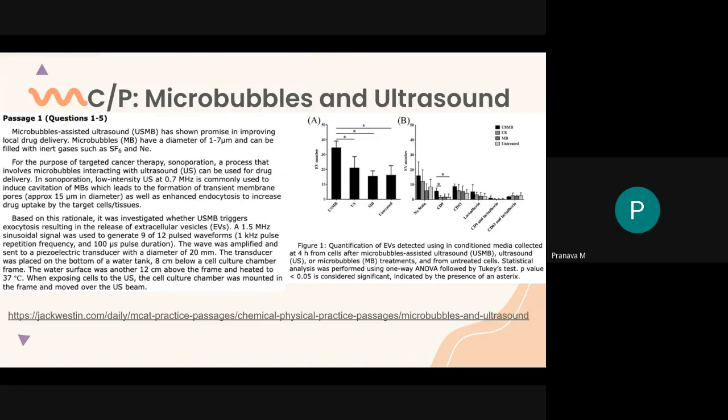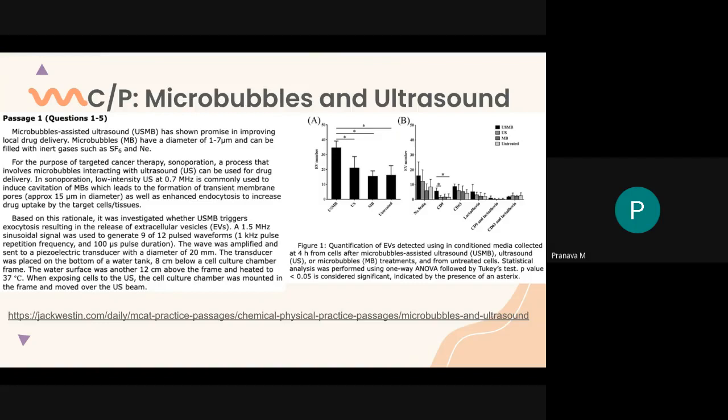Sonoporation, a process that involves microbubbles interacting with ultrasound, can be used for drug delivery. In sonoporation, low intensity ultrasound at 0.7 megahertz is commonly used to induce cavitation of microbubbles, which leads to the formation of transient membrane pores that are approximately 15 micrometers in diameter, as well as enhanced endocytosis to increase drug uptake by the target cells and tissues.